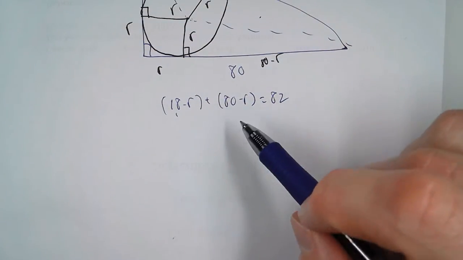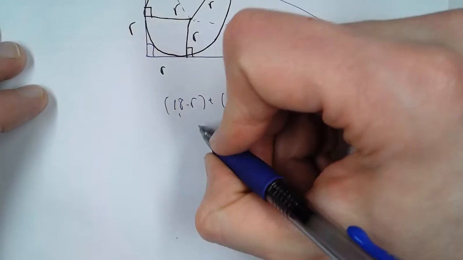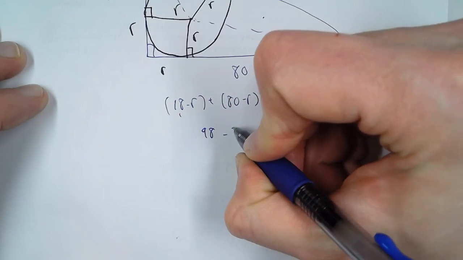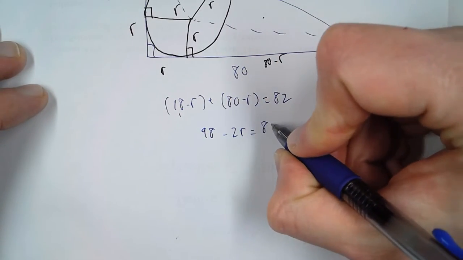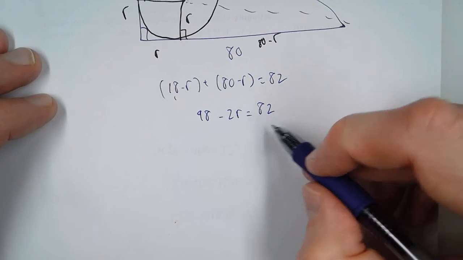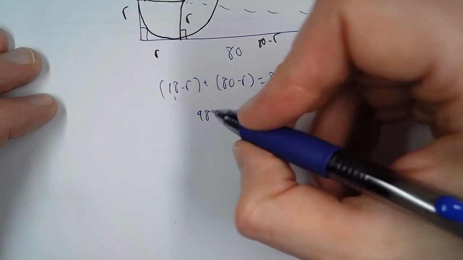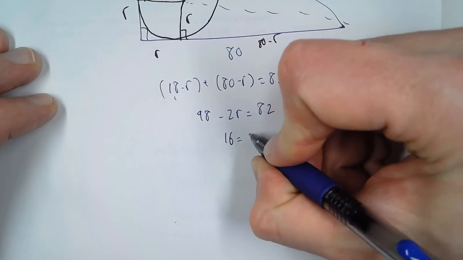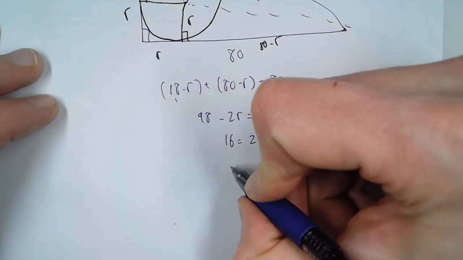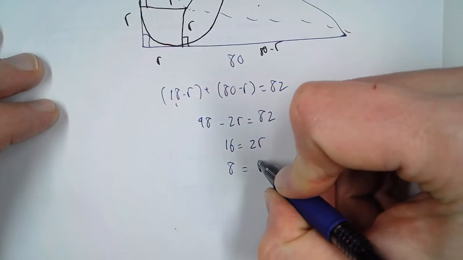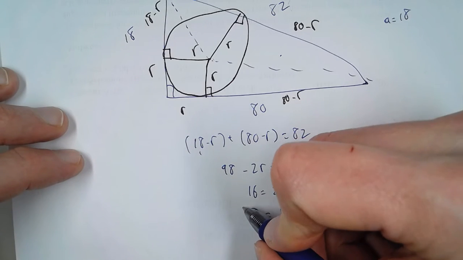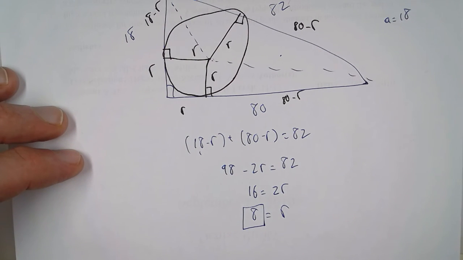So I combine 18 and 80, so we get 98 minus 2r equals 82. If I move the 2r over and subtract the 82, we get 16 equal to 2r. So that means we get an answer of 8 for the radius, which is our answer. And we're done.